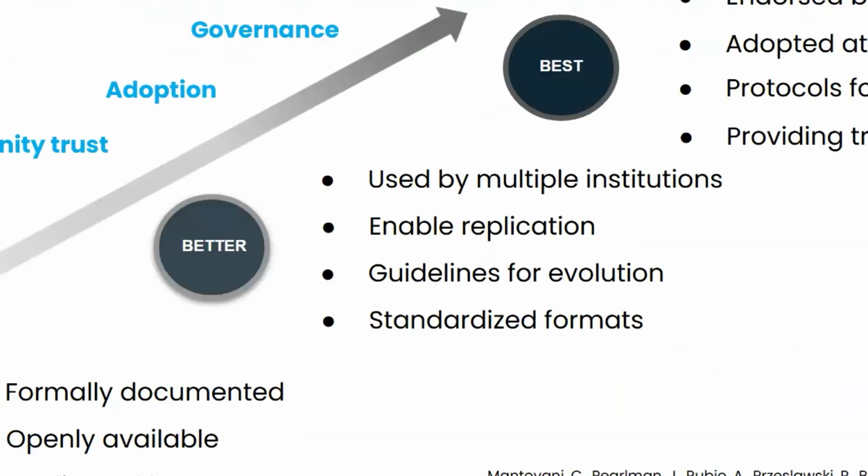Here are some points to help distinguish a good, a better, and a best practice. For example, a good practice is one that is formally documented and openly available. Then it becomes a better practice when multiple institutions use it and it follows standard formats. And then it becomes a best practice when expert panels endorse it and its protocols are in continuous improvement. But it is always important to remember that practices are evolving, and that is why communication with the community is really important to tend toward the best practice. I think we never arrive at the best practice, but we are tending toward it.